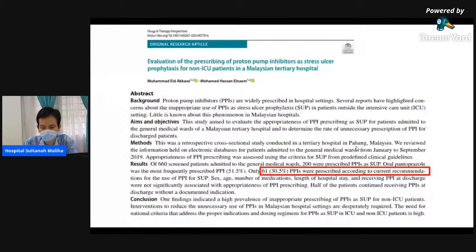But only 61, which is 30.5%, were prescribed according to the current recommendations, meaning the licensed use. Sex, age, number of medications, length of hospital stay, and receiving PPI were not significantly associated with appropriateness of PPI prescribing. And also half the patients continued receiving PPIs at discharge without even a documented indication. So this is something that should ring the bell among all of us here, and we should ponder and rethink, are we doing the same thing?